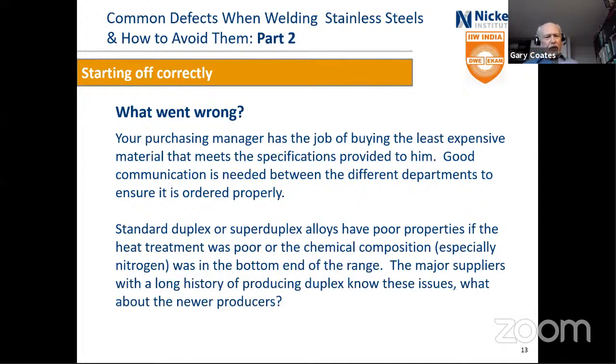Now, the major producers of these alloys, and I'll say, because I was involved with one of them, we've made the mistakes originally, so we know how to produce them now, and how to produce them properly, how to test them properly. But some of the newer producers do not, and so you don't want to be the one that they learn on and make the mistakes on. So it's very important to specify properly and then ensure that the material is brought in, and that all the testing has been done.